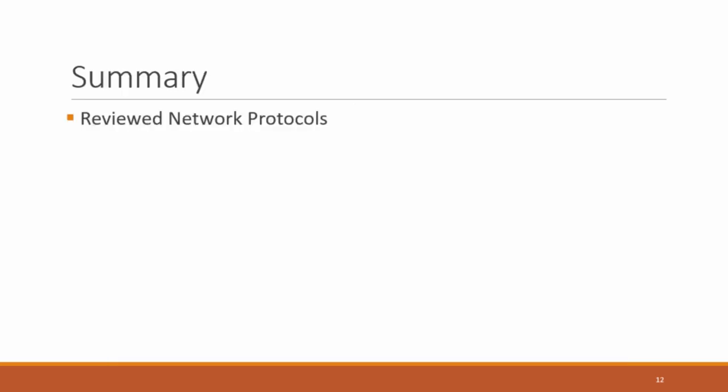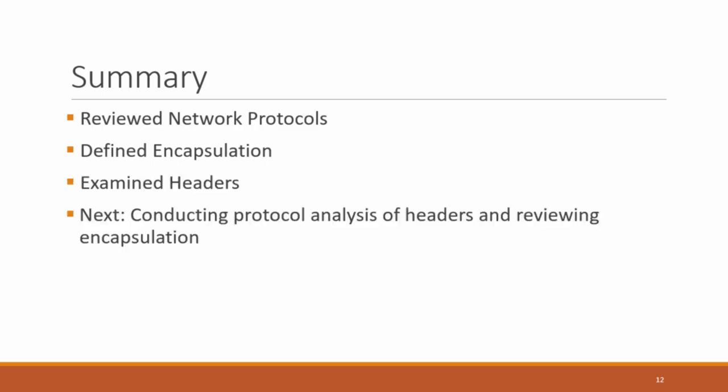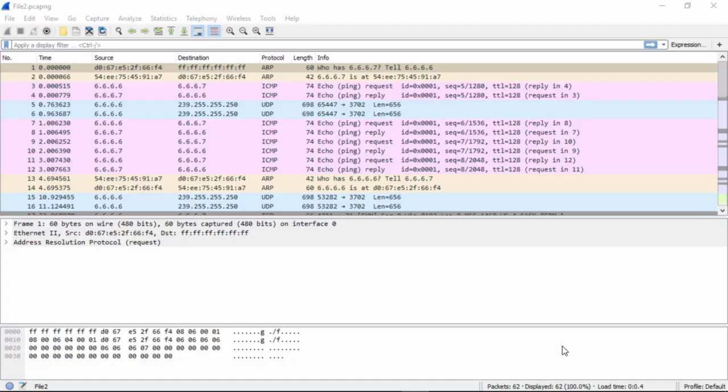In this section, we have explored network protocols. We explained and showed examples in the encapsulation process. We closed out the section with a brief look at the headers of the different protocols. Next, we will explore the information with a static packet capture file within the Wireshark tool. Now that we've discussed the theory for the network protocols, encapsulation, and the headers, we'll now apply our knowledge and skill to the static capture file, file2.pcap.ng.